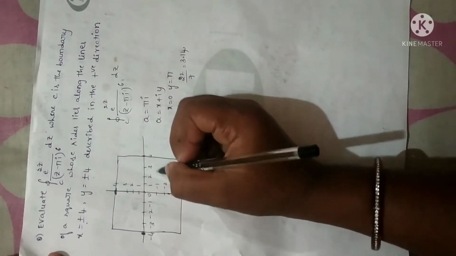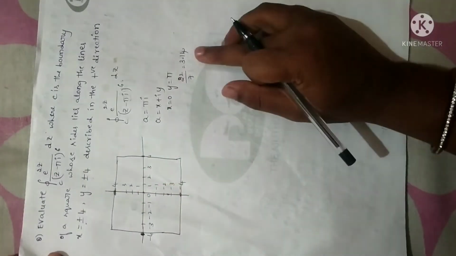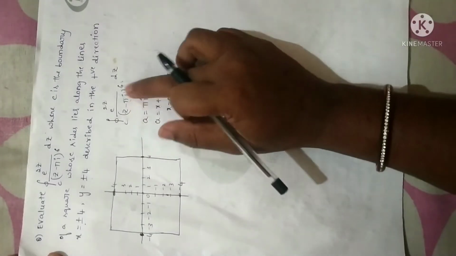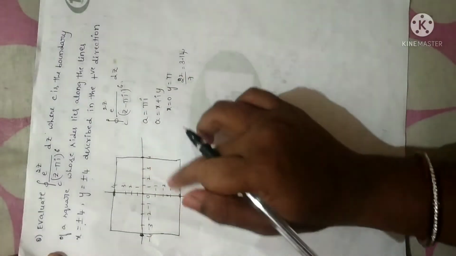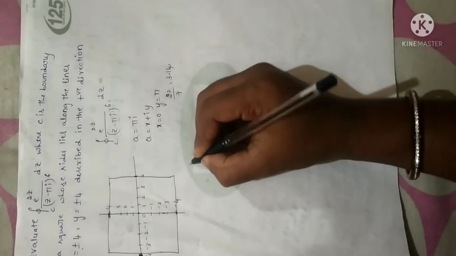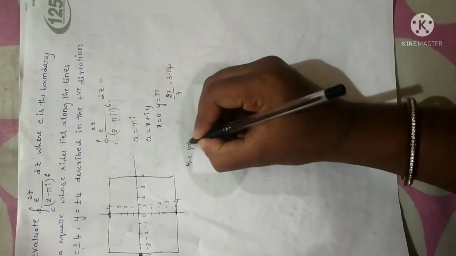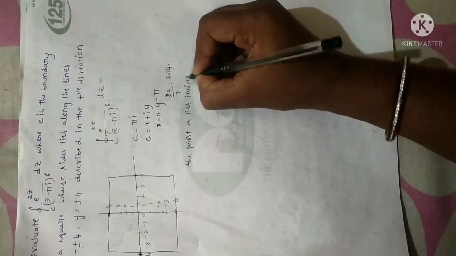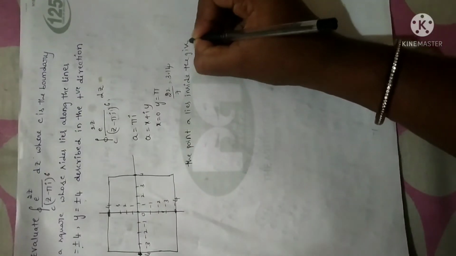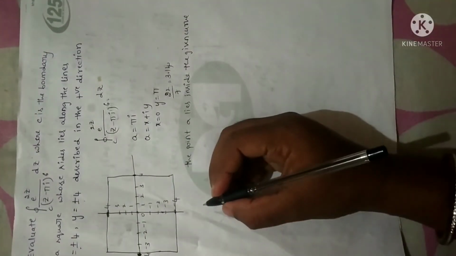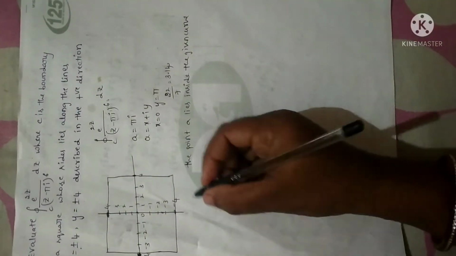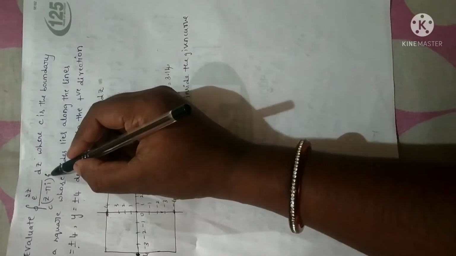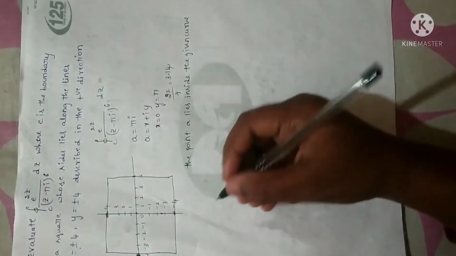Right? So the given curve is a square, I have drawn clearly. The obtained value is 3.14 here, so 3.14 lies clearly inside the given curve. Let me write one statement: the point a lies inside the given curve. As I already told you, when the point lies inside the given curve, we have to apply Cauchy's integral formula. But here the power is more than 1, so we have to apply the generalized Cauchy's integral formula.